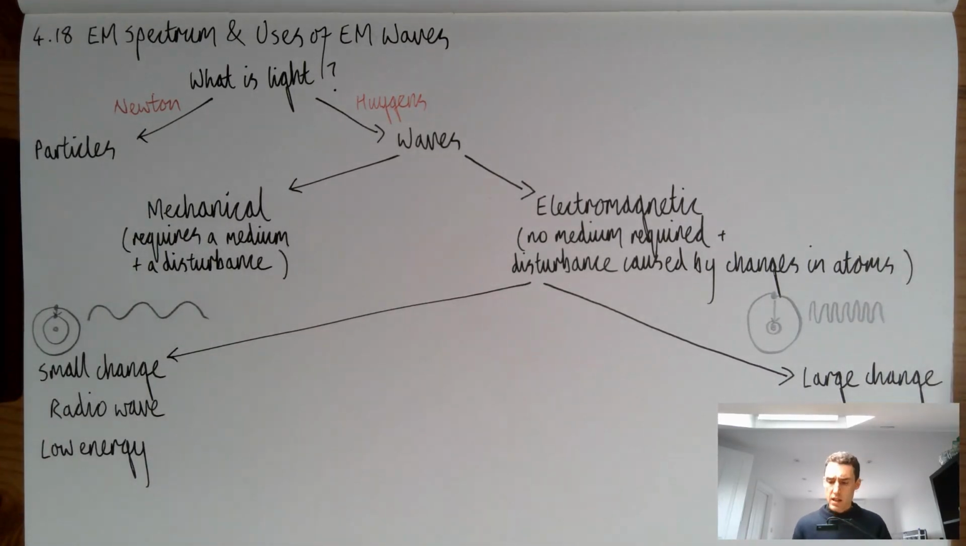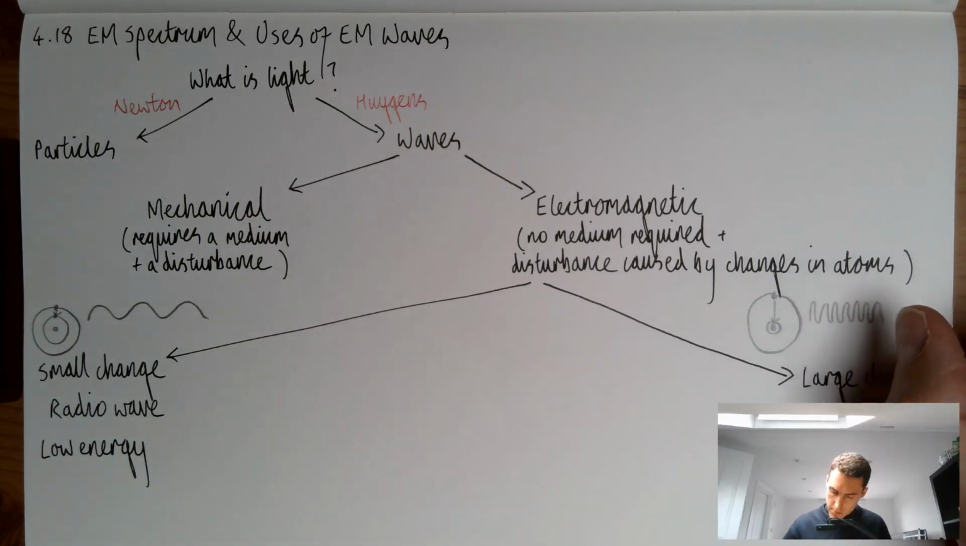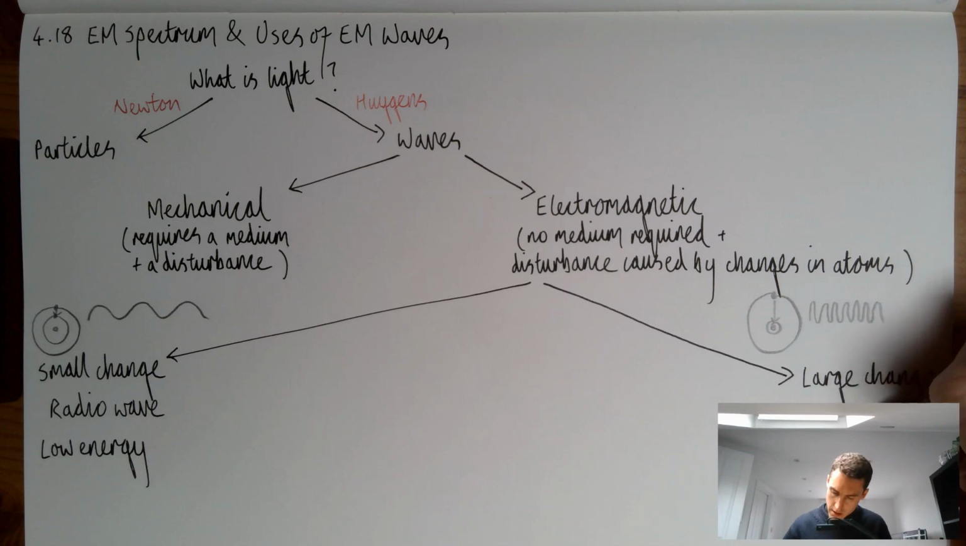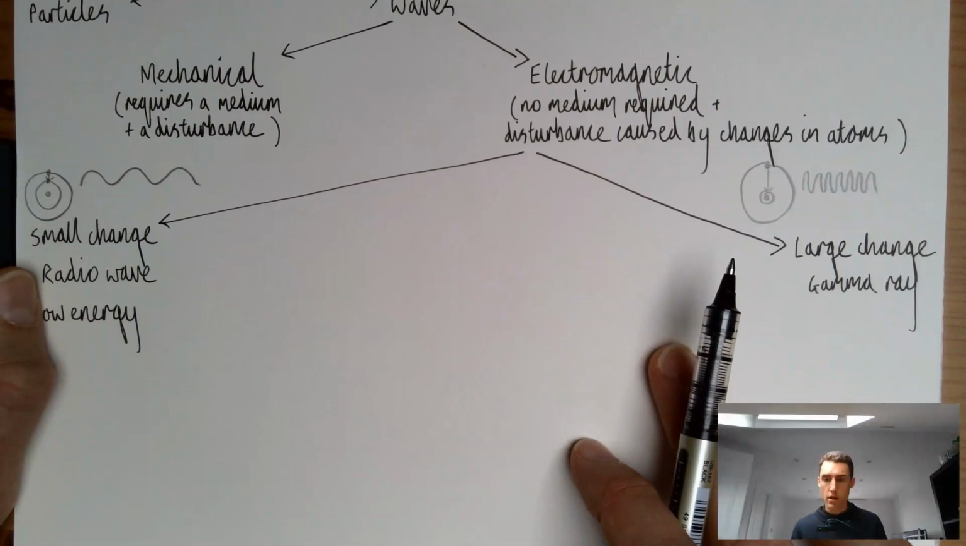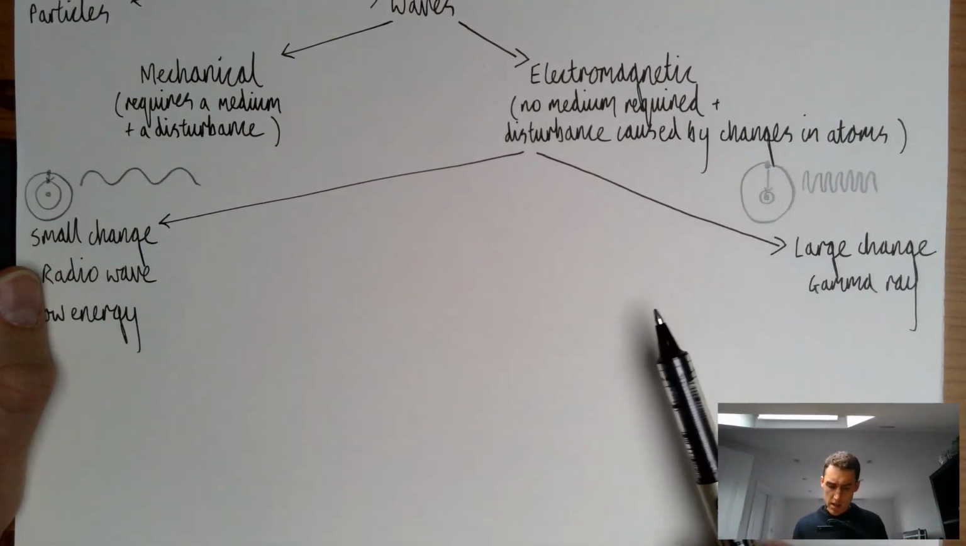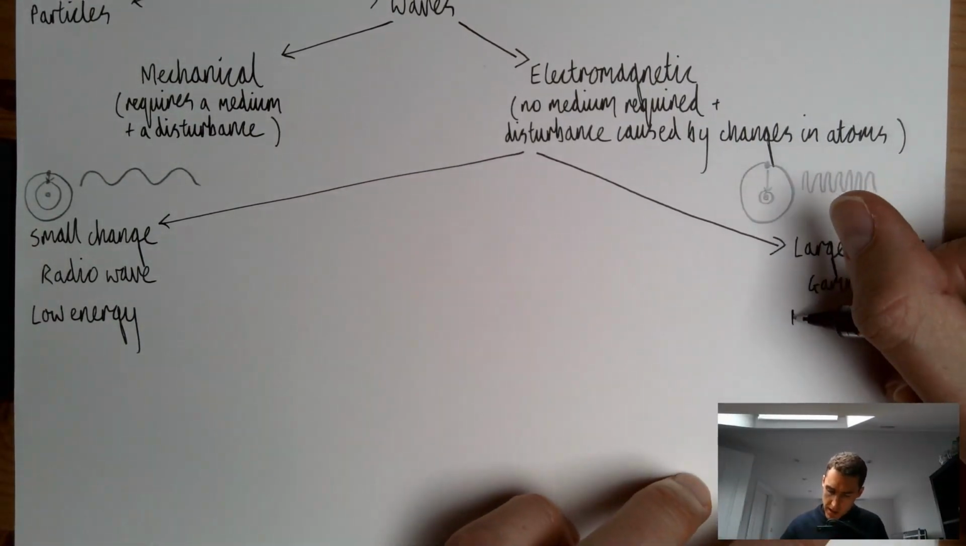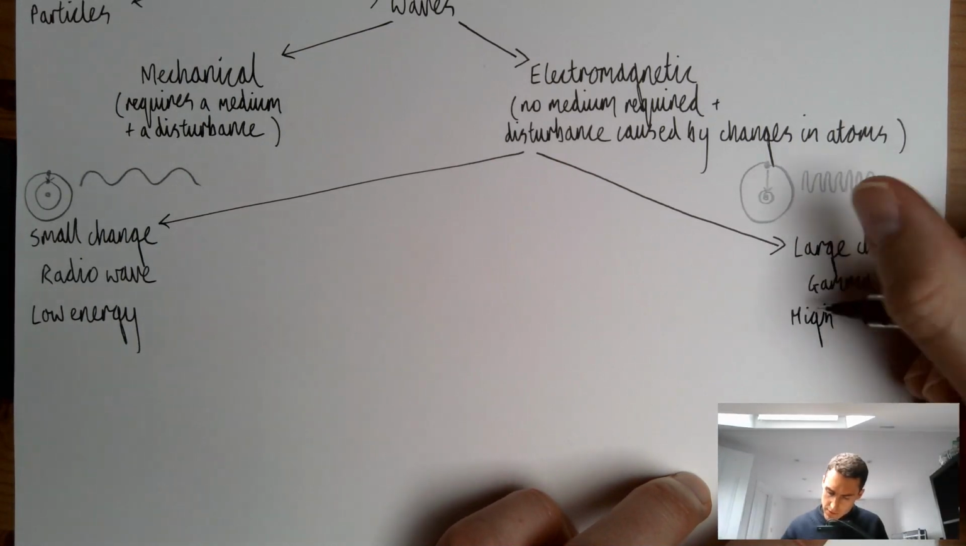And again, we can ask them, well, if it's a large change, oh, sorry, I should say this is what's called a gamma ray. These are rays or waves emitted by a large change inside an atom. Is that going to be the highest or lowest energy? Well, that's going to be the highest energy. And which one has the highest frequency?